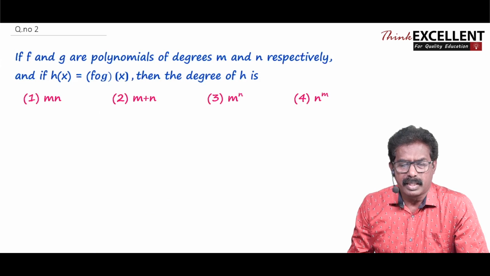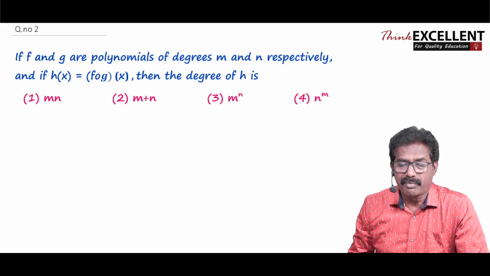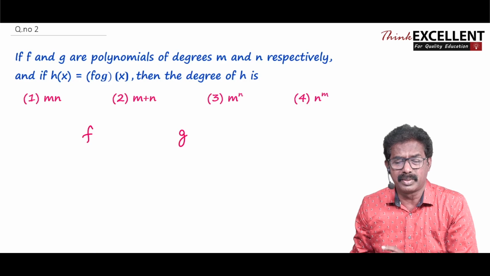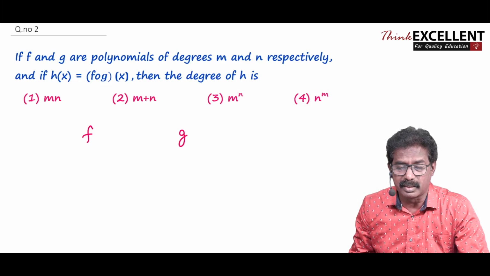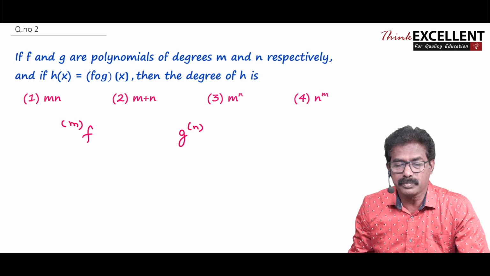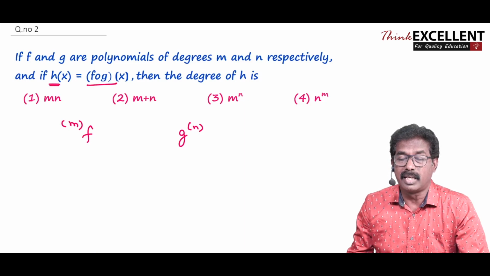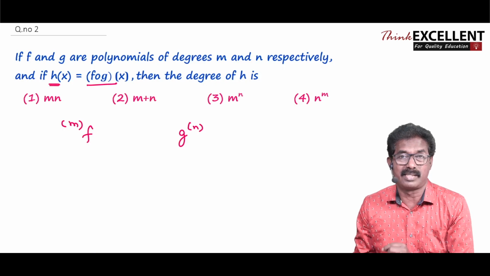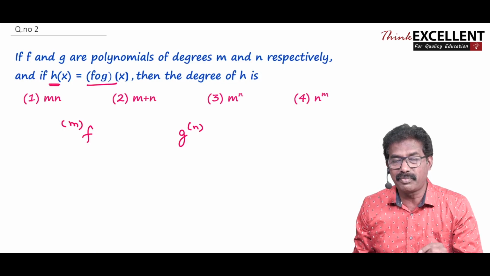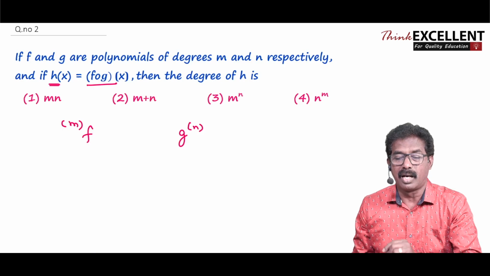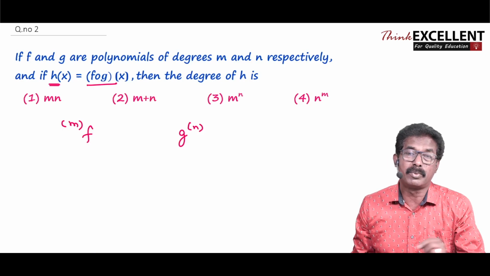Next one. F and G are polynomials of degree m and n. F has degree m and G has degree n. F composition G, we take it as H. They are asking what is the degree of H. You know the degree of F, you know the degree of G. They are asking what's the degree of F composition G.